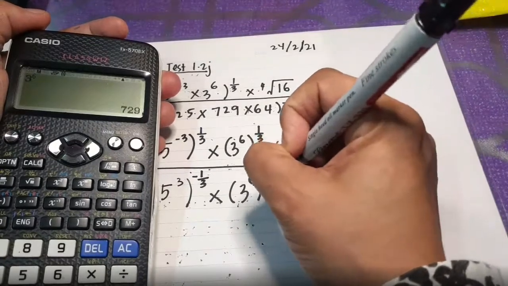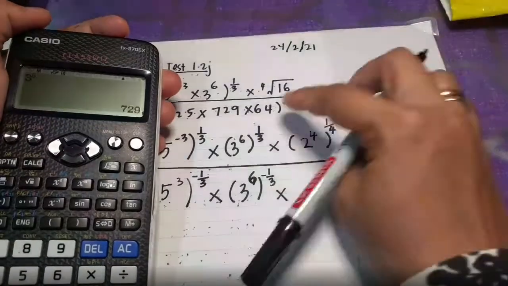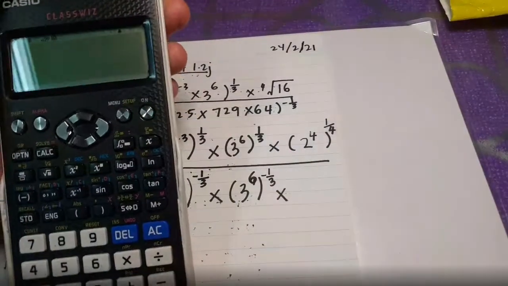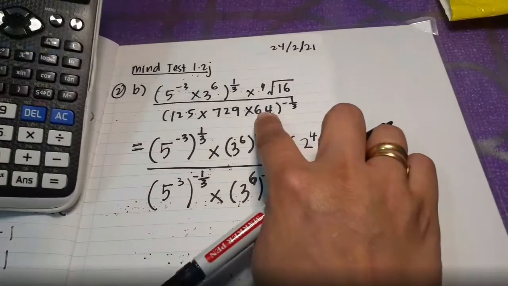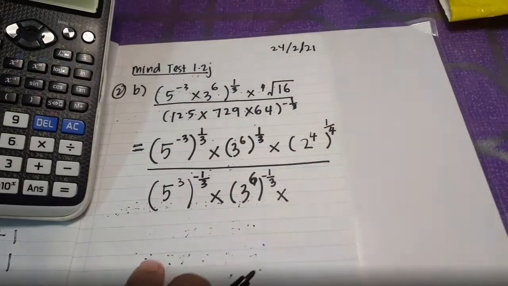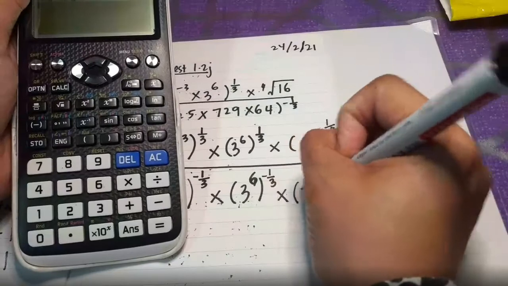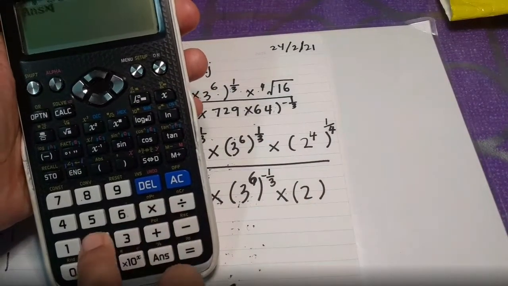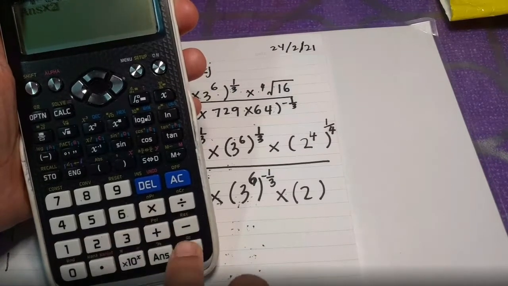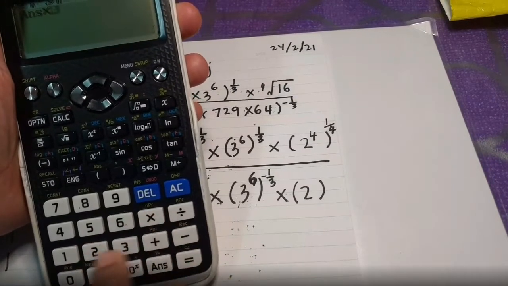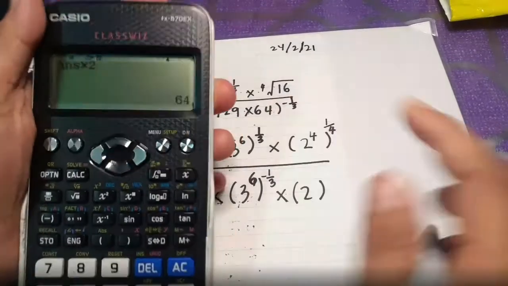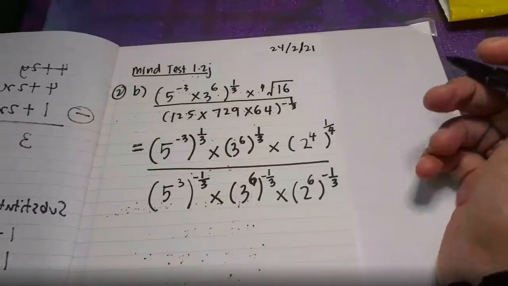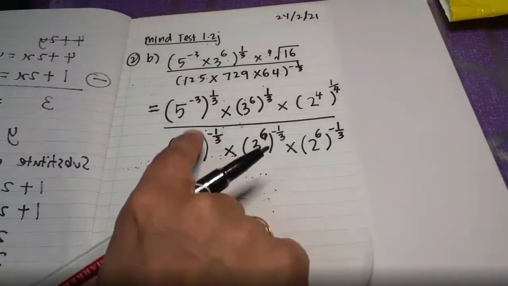Multiply negative 1 over 3. And multiply 64. What is the smallest base for 64? Okay, 2. Yes, 2. 2 power of what? 2 multiply 2. Okay, 3, 4, 5, 6. So 64 is 2 power of 6. Power of negative 1 over 3. Okay, we multiply the index.